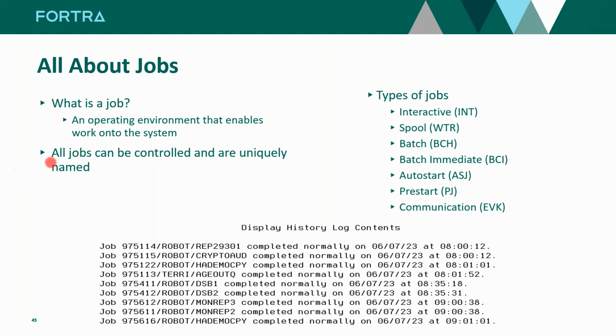Everything running in the system is a job somehow. And as said before, they have a name, they have a number. Jobs are recognized by 3 aspects: number, user, and name. These 3 together identify a unique job in the system forever. And there are different types of jobs.